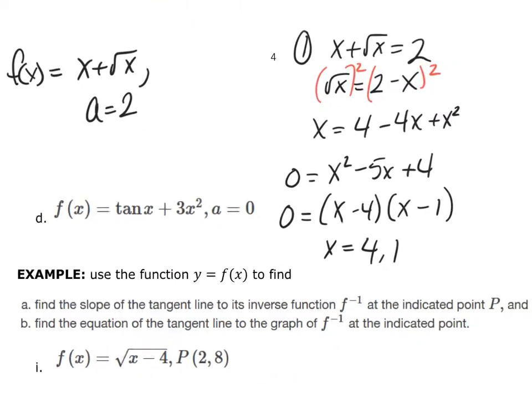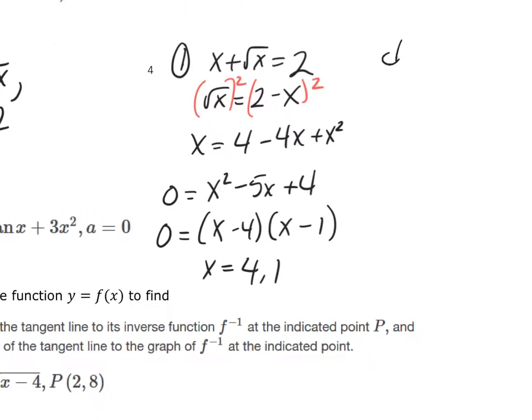So I check these both back into this. If I put 4 in, does 4 plus the square root of 4 equal 2? No. So even though I got an answer here, it's not a true answer, it's extraneous. So it isn't going to be a part of what I'm looking for. So the only one I have is 1.